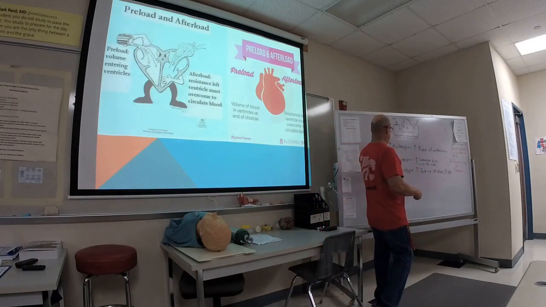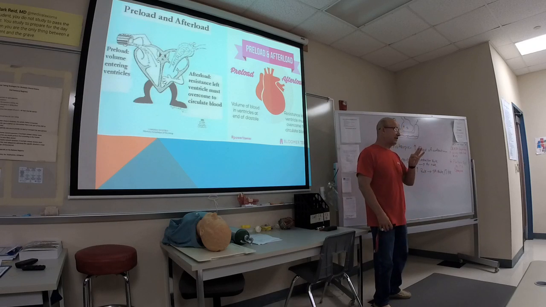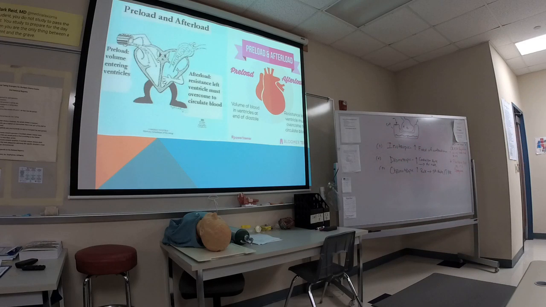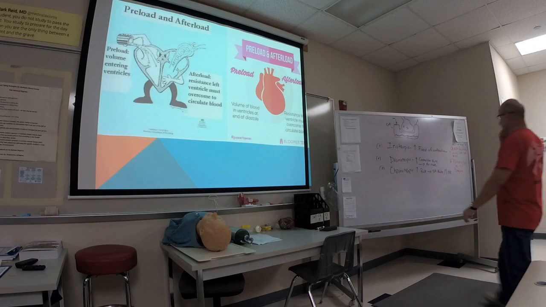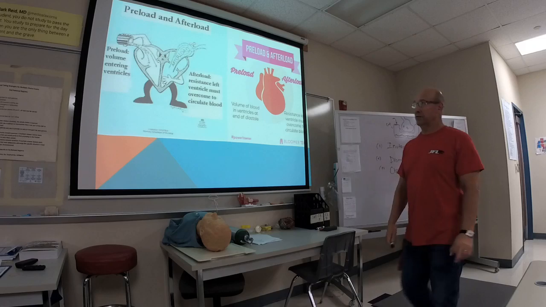Dromotropic increases the conduction rate through the AV node. So dromotropic increases the conduction rate through the AV node. Chronotropic increases the rate of the SA node, or increases the heart rate. So keep these in mind as we go through, okay? And we talk about congestive heart failure.